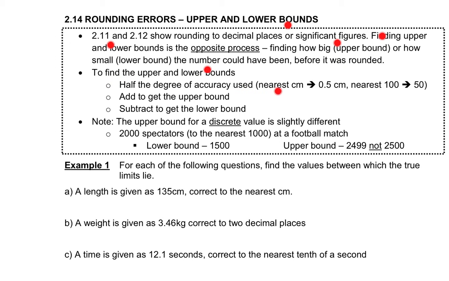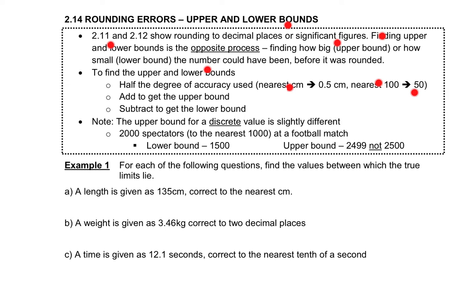So if a question says a number has been rounded to the nearest centimetre, you go half a centimetre above and half a centimetre below. If it says it's been measured to the nearest 100, half of 100 is 50, so you go 50 below and 50 above. Now there's one exception, and that is with discrete values. So things like a certain number of people. So in these ones you're just going half above and half below, because the number is so infinitely close that it's just easier to use that value.